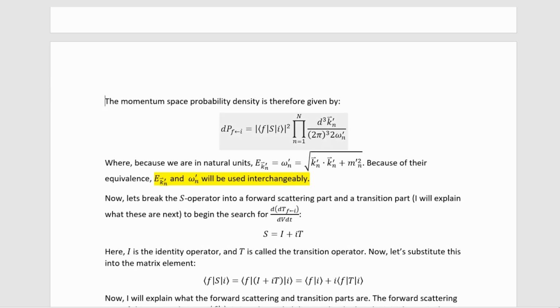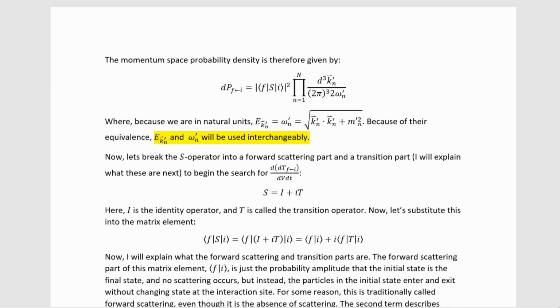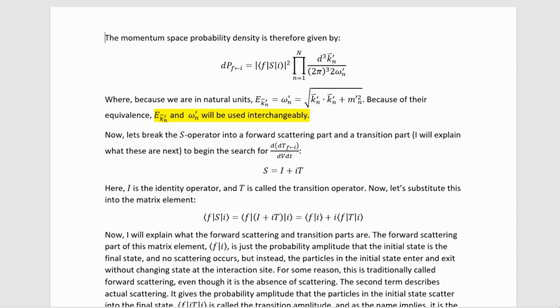Then we could integrate over this to get the probability that we're scattering into some range of momentum, where in this formula, because we are in natural units, these two things are directly equal to each other instead of having that factor of h bar relating them. Because of their equivalence, these two quantities will be used interchangeably in the notation. Now let's break the S operator into a forward scattering part and a transition part.